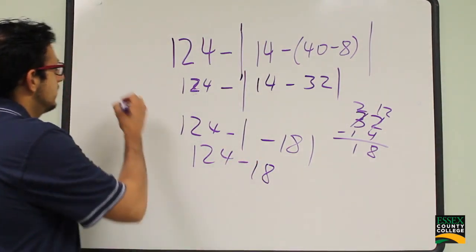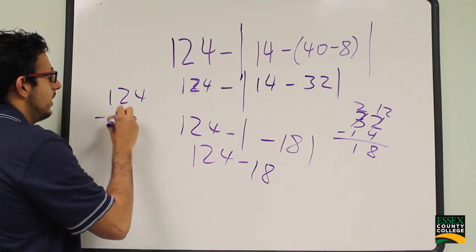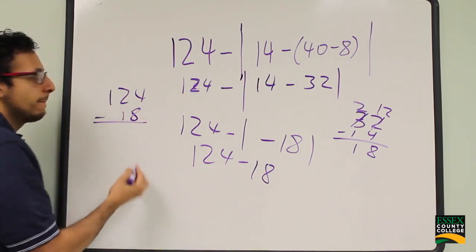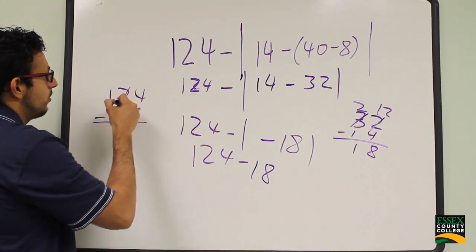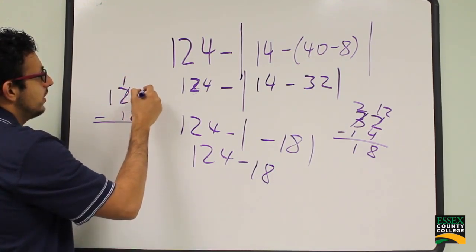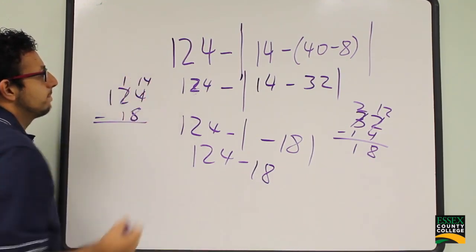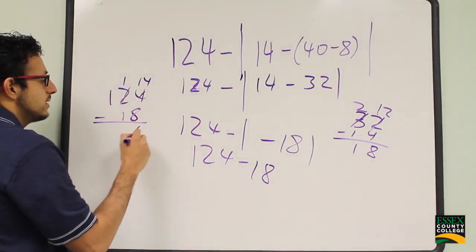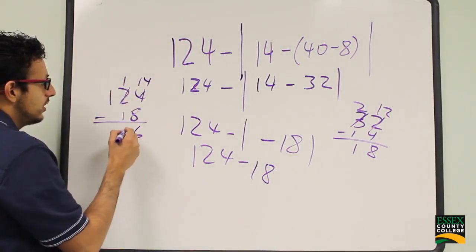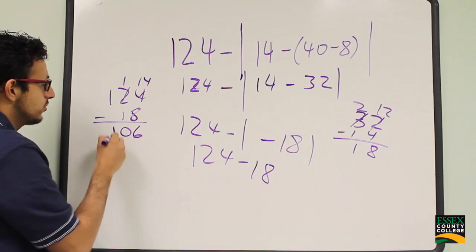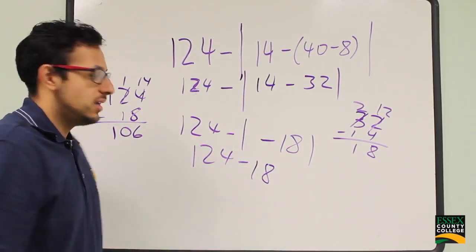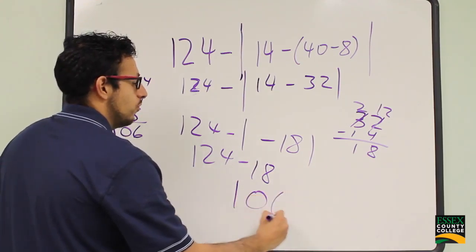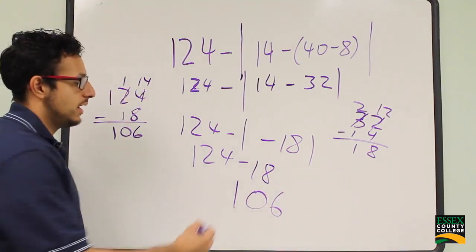And we can do that on the side. 124 minus 18. So 4 minus 8 we can't do, so we have to borrow from 2. So this becomes 1, this becomes 14. 14 minus 8 is 6. 1 minus 1 is 0, and 1 minus 0 is 1. Therefore, 124 minus 18 is 106. And that is the answer.